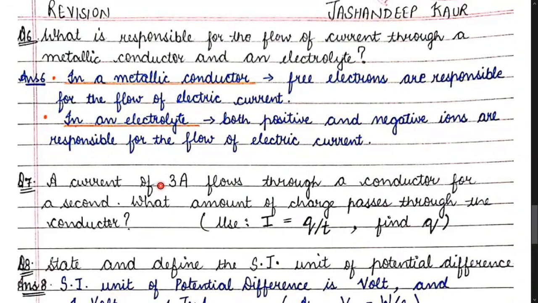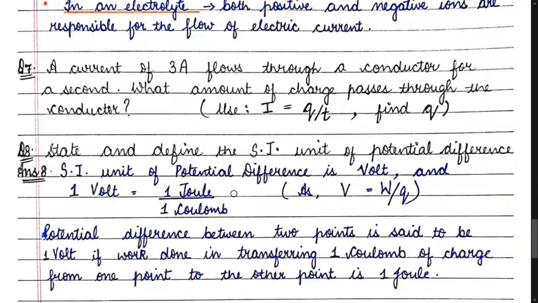In a metallic conductor, free electrons are responsible for the flow of electric current. Free electrons are responsible. While in an electrolyte, you don't write down electrons. Here we have positive and negative ions. So both positive and negative ions are responsible for the flow of electric current.